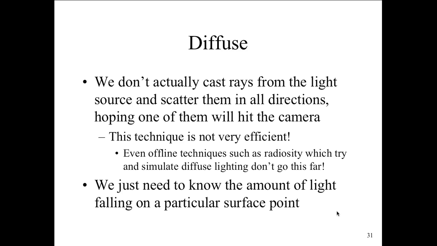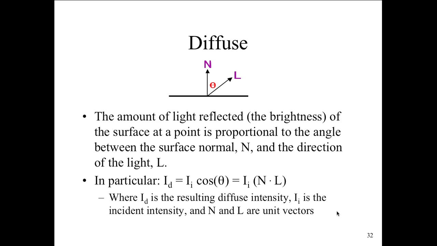So even offline techniques such as radiosity, which try to simulate diffuse lighting, don't go this far. Better to use color. We just need to know the amount of light falling on a particular surface point, and then we illuminate it. So it doesn't provide very much of an effect. We don't get very much out of it.